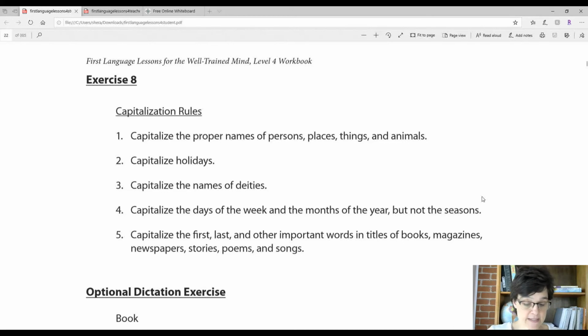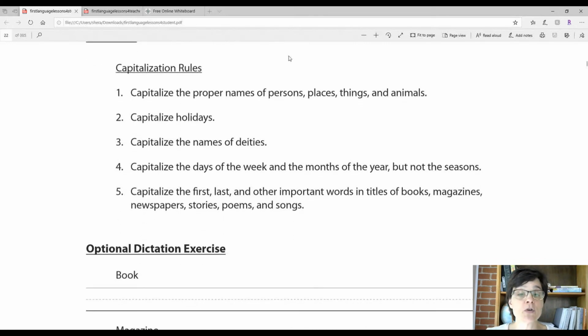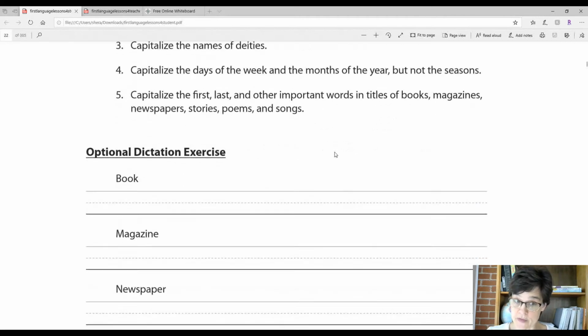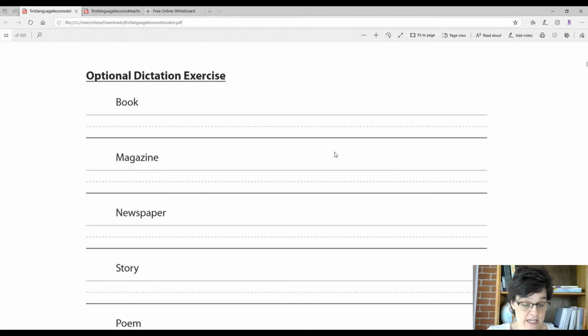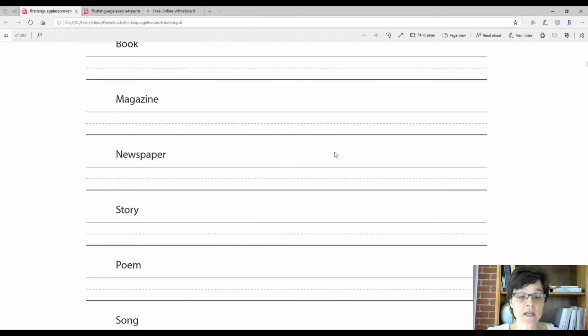So here is exercise 8. These are the capitalization rules that we've learned so far in this book. It'd be good for you to write these down, whatever you need to do if you struggle with that. But it's really good for you to read them out loud to yourself. So you do want to do that. All right, let's look at the dictation exercise. It says to dictate the titles the student copied in exercises 6 and 7 of this lesson. Check for proper underlining, quotation marks, and capital letters. There you are. Okay, so then let's do that.